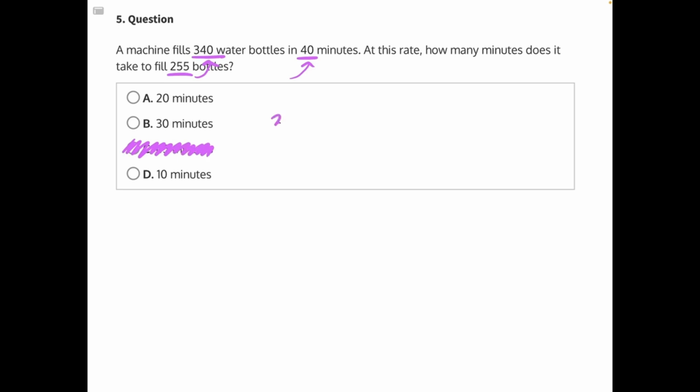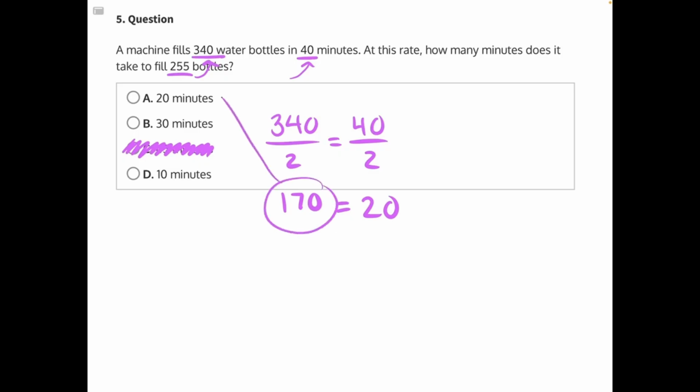If we were to take the number of bottles and the amount of time it takes and divide them both by 2, we would find the amount of bottles we can make in 20 minutes. 170 is not equal to 255, so A must be incorrect. D is also incorrect because if we were to divide these both again by 2, we would continue to get a smaller number than 255, so D cannot be correct.